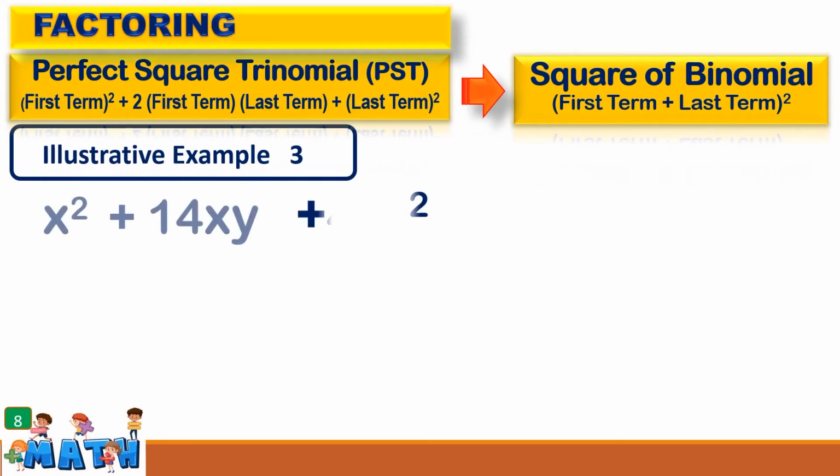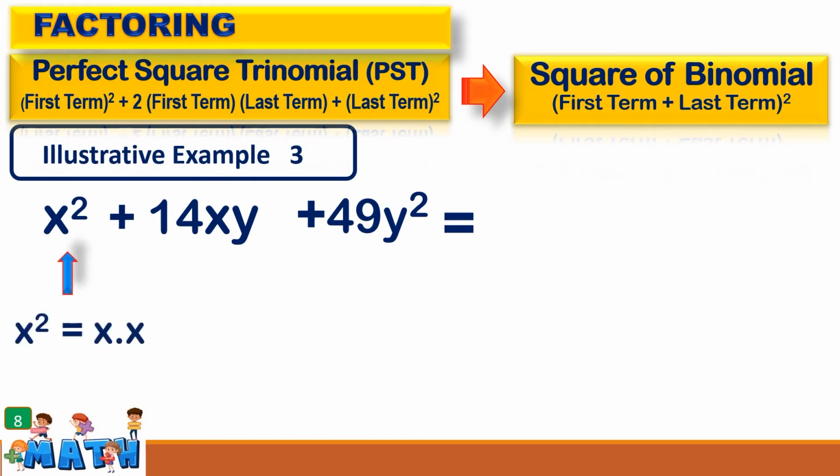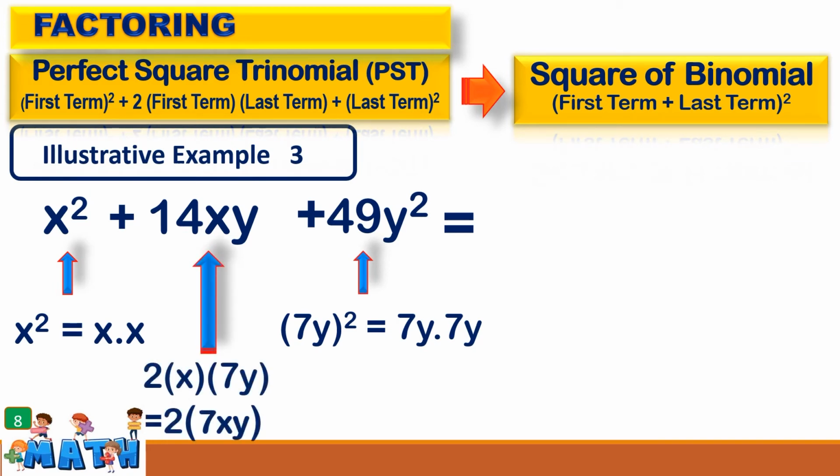Example number 3. We're going to get the factors of x squared plus 14xy plus 49y squared. Again, check whether the first and last terms are perfect squares and write them as a square. So x squared can be written as x times x, and 49y squared can be written as 7y quantity squared or 7y times 7y. And checking for the middle term, we have x times 7y is 7xy, times 2 is 14xy. So we have a perfect square trinomial.